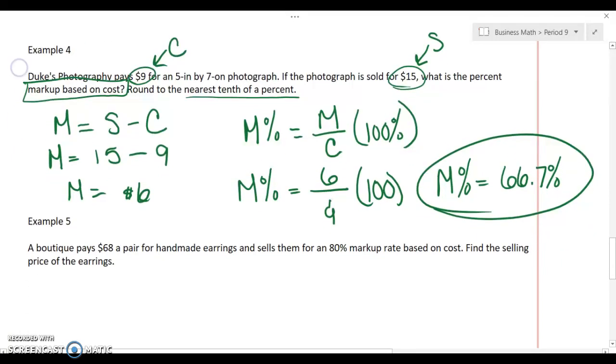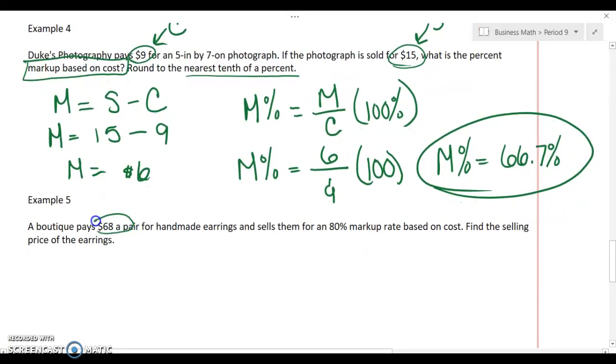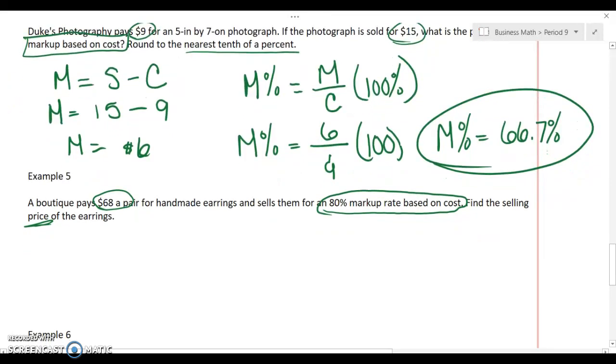Another example, we have a boutique who pays $68 for a pair of earrings. They sell them for an 80% markup rate based on cost. This time I want you to find the selling price of the earrings. What are they selling this earring for? Well, to find the selling price, we know the selling price formula is cost plus markup. We did that up above.